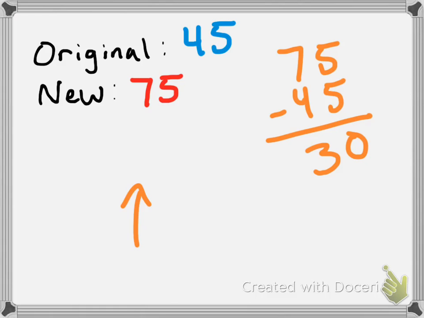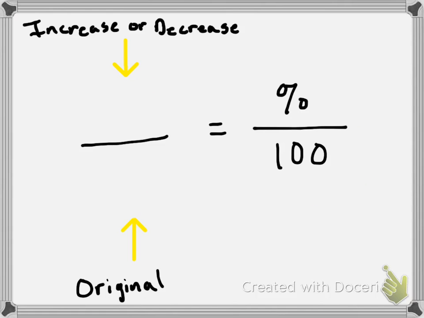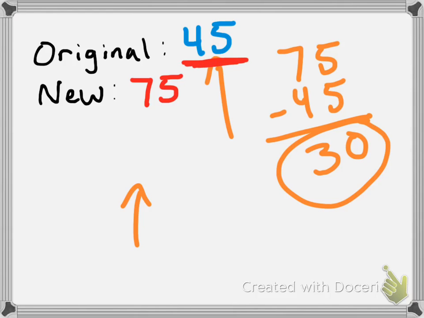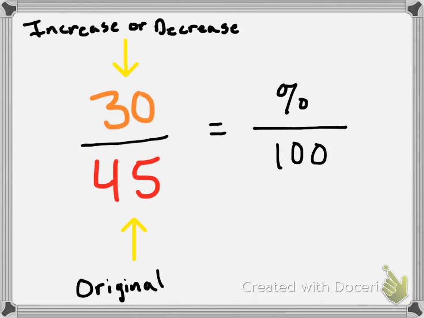So let's use this information, this increase of 30, and remember our original was 45. So our increase was 30, our original was 45. Again, our original was 45. I should have written that in blue. Let me change that just to make things consistent. So our original was 45, and now we have a proportions question.